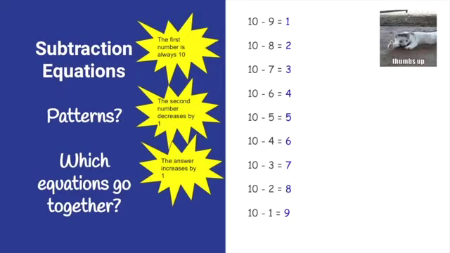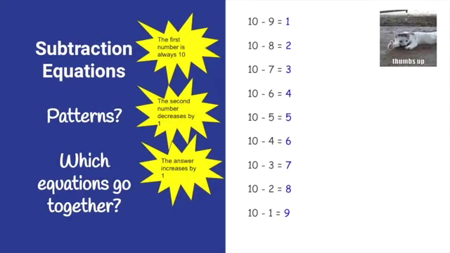Okay, now we have subtraction. They're already here because we're not all in the classroom together. I did it for you, took that work out. But we have 10 minus 9 equals 1, 10 minus 8 equals 2, 10 minus 7 equals 3, and so forth. Okay, what patterns do we see?